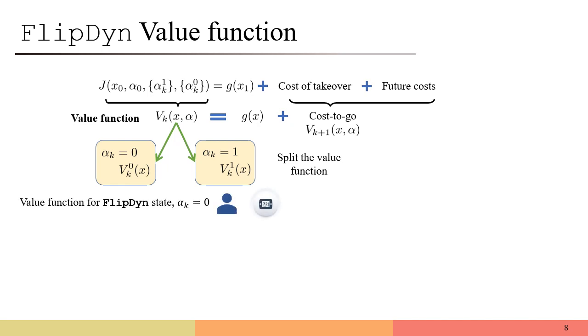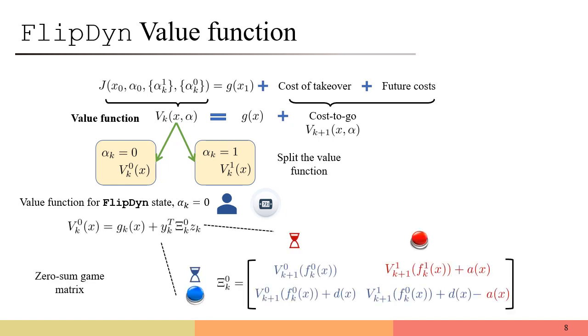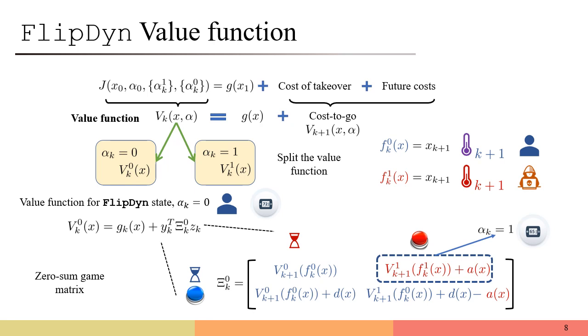We analyze the components of the value function for the FlipDyn state of 0, as the same method can be used for alpha equal to 1. We derive the value function as a sum of the state costs and the value of a zero-sum matrix game. The elements of this matrix correspond to the pair of the actions taken by the defender and adversary. Additionally, the elements of the matrix game are a function of the future state when either the defender or the adversary were to take over. Notice when the defender remains idle and the adversary acts to take over, the entry corresponds to the value function in FlipDyn state 1.